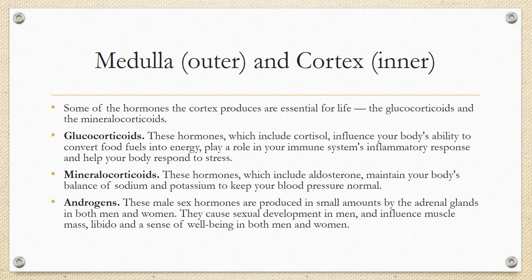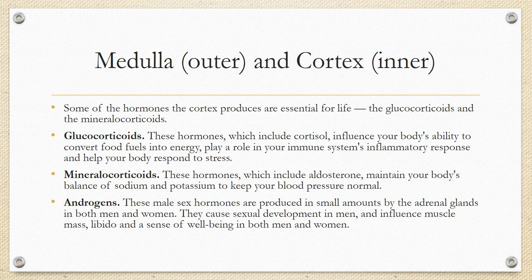On this slide, I broke down the adrenal glands into the medulla, which is the outer part, and the cortex, which is the inner part of your adrenal gland. Some of the hormones the cortex produces are essential for life. Specifically, glucocorticoids. These are the hormones that include cortisol, which influences your body's ability to convert food, fuels, and energy. It also plays a role in your immune system's inflammatory response, and it helps your body respond to stress.